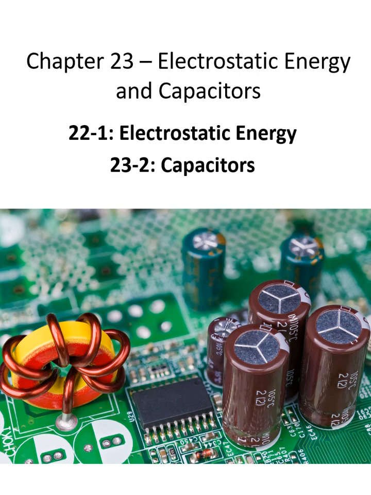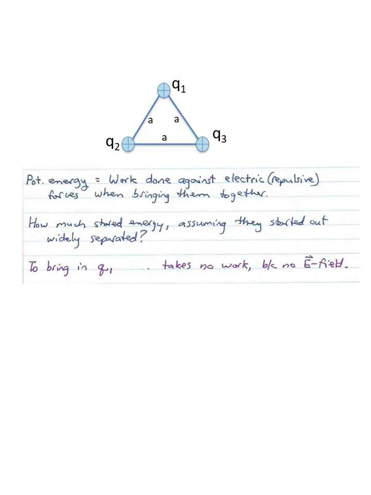This is the beginning of chapter 23 on electrostatic energy and capacitors. In this video, we'll look at the first two sections, section 1 and section 2. We'll start section 1 on electrostatic energy, and I want to think about how we can use electric charges to store energy. You see this picture here, 3 positive charges.